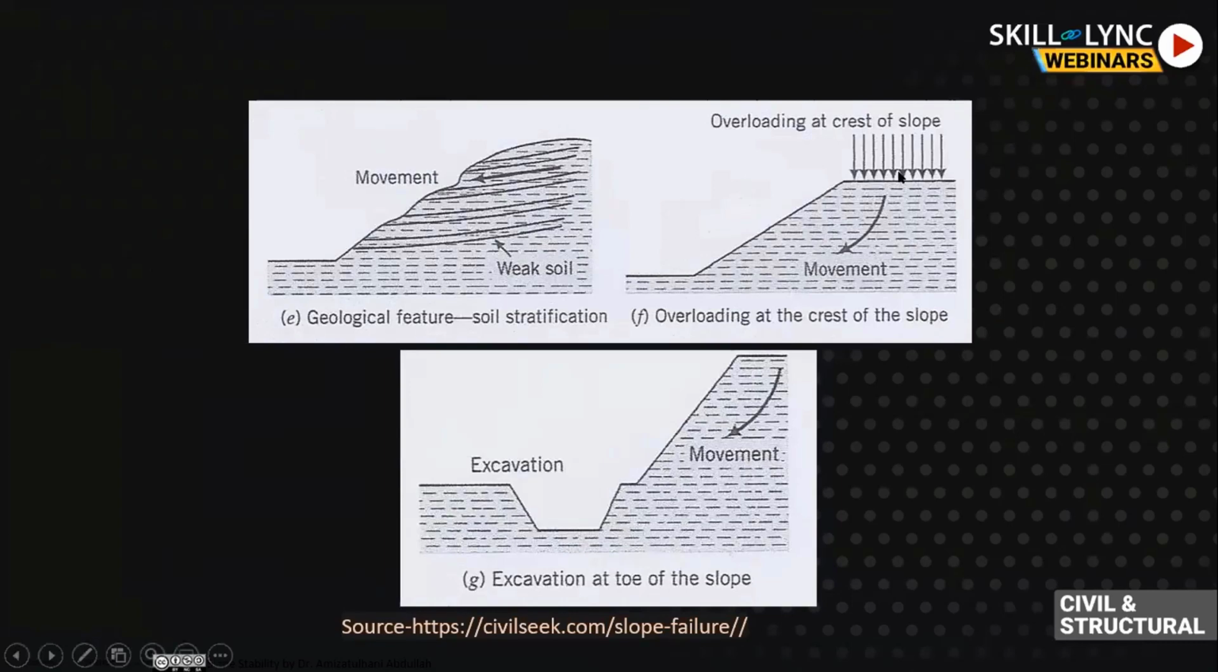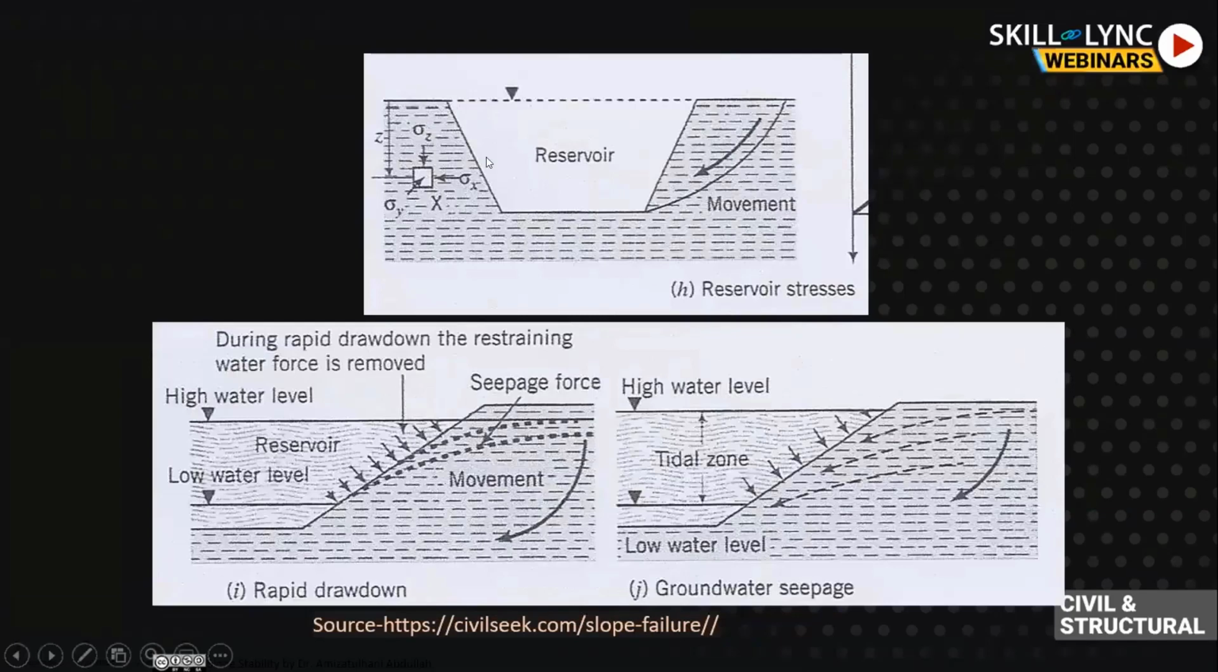Yes, at the crest of the slope, there may be overloading. This is also another aspect which must not be missed out during the slope stability analysis. Any excavation happening at the top of the slope will automatically destabilize the top slope. A reservoir: the stresses due to reservoir operation or reservoir water will affect the movement and slope stability. The water level in the reservoir is always fluctuating depending upon water availability, from high water level to low water level. That process is called rapid drawdown.